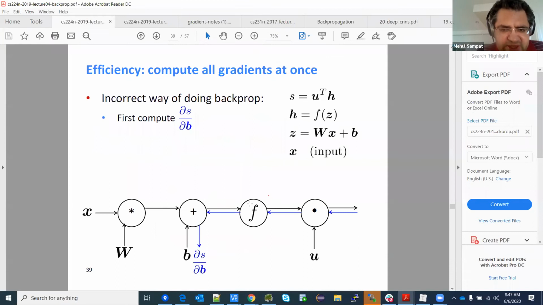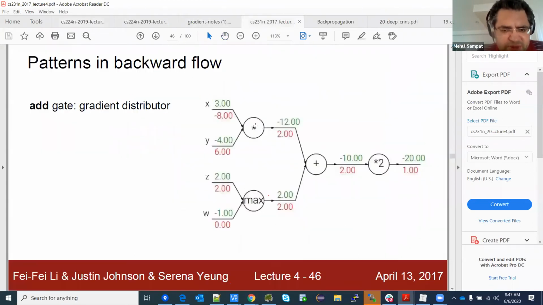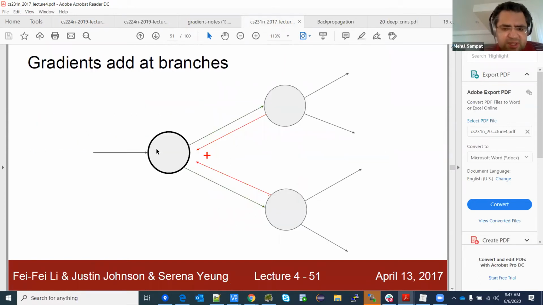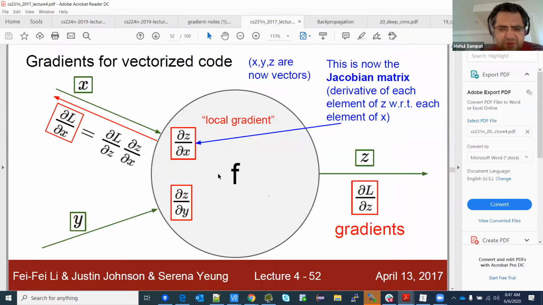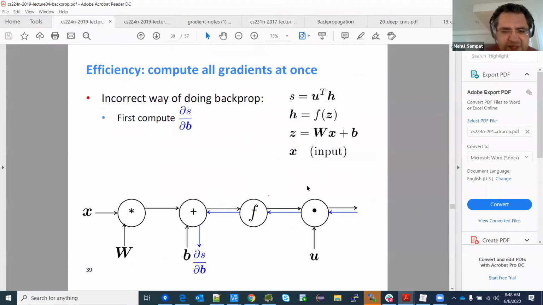Node intuitions, and I think both places just did the same thing. Gradient distributor, gradient router, and gradient switcher. Same equation we saw before. Okay, then he talks about efficiency in doing this.